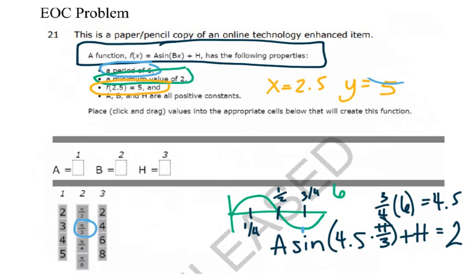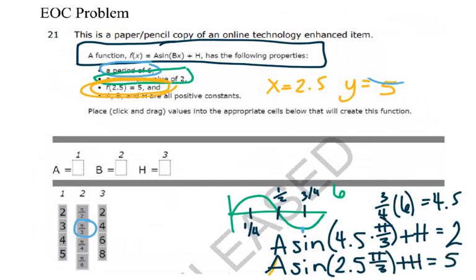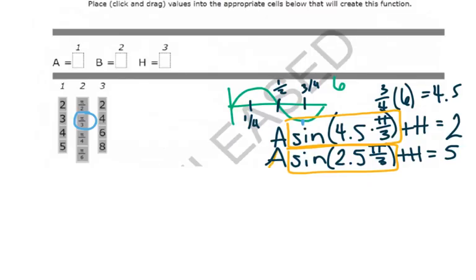So now I'm going to use the part in yellow, that f of x equals 5. I'm going to use the fact that if I plug in 2.5 for x, I should get 5. To make it a little easier, the part in yellow, I'm going to plug into my calculator and get a value for. So I've highlighted the part in yellow that I'm going to plug into my calculator.